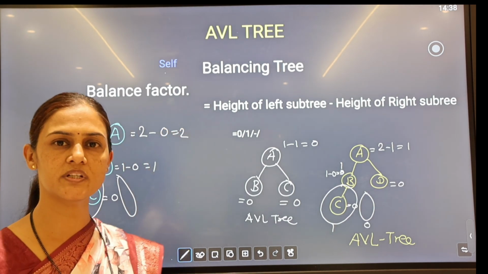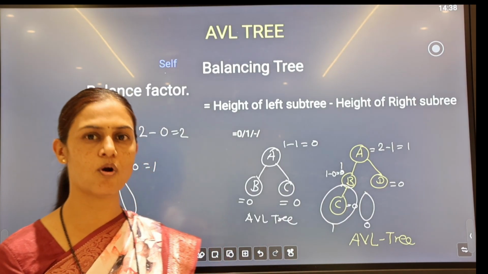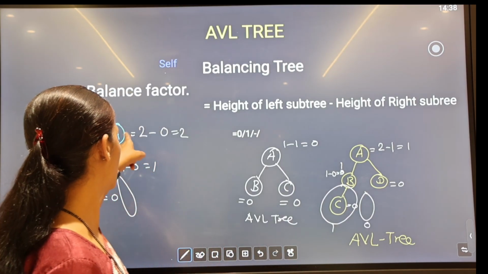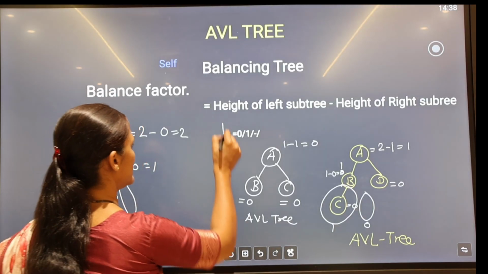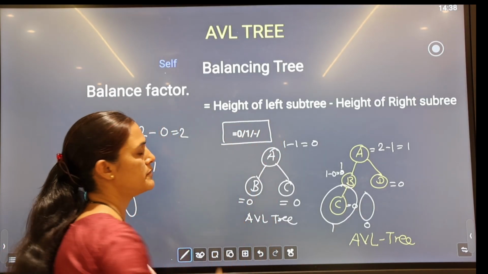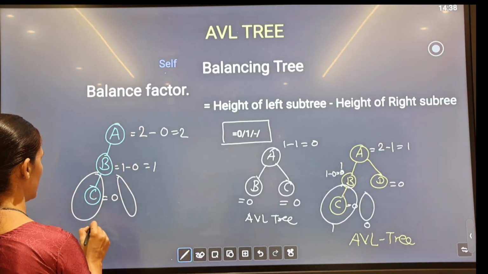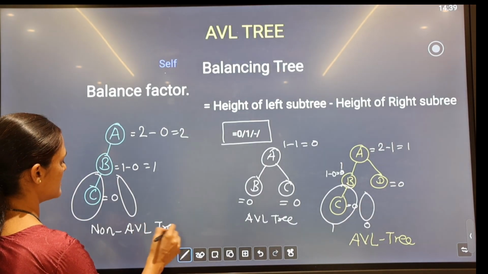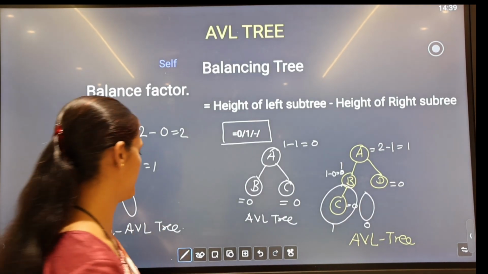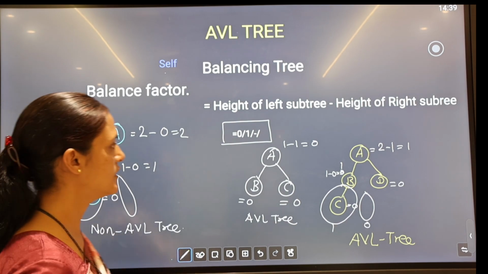So what is your opinion? Is this tree an AVL tree? Obviously not, because the balance factor of A is 2 and our rule is balance factor must be 0, 1 and minus 1. So this is non-AVL tree.